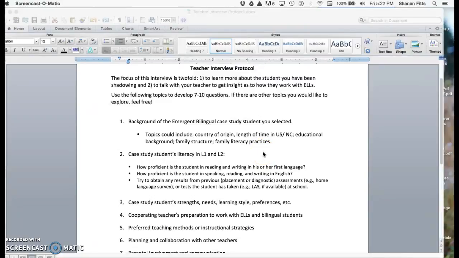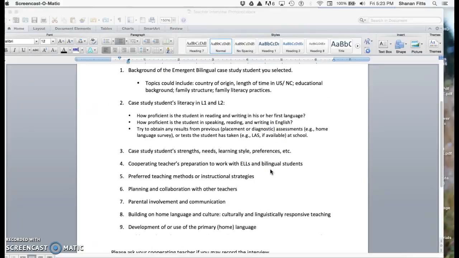If there is any information about your English learner student that your teacher does not feel comfortable sharing, that is completely fine, because the most important thing is to protect the students' confidentiality and their comfortability in the classroom. So keep that in mind.